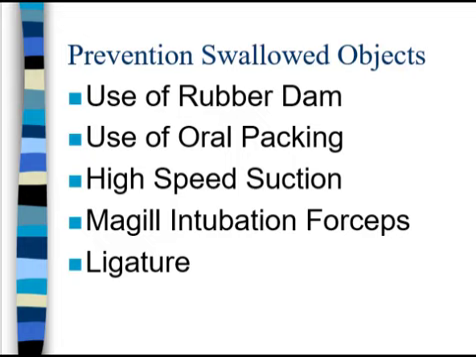So how do we prevent someone from swallowing? So we can use a rubber dam, and that's sort of like a membrane that kind of covers the tooth and prevents anything from going down the throat. We can pack the pharynx with oral packing. We could almost create like a pharyngeal curtain by spreading 3x3 gauze across the oral cavity, especially for use on sedated patients. High-speed suction, McGill intubation forceps, which are very, very long forceps that can grab something, and then also ligature.